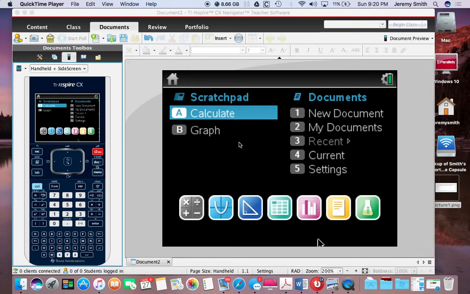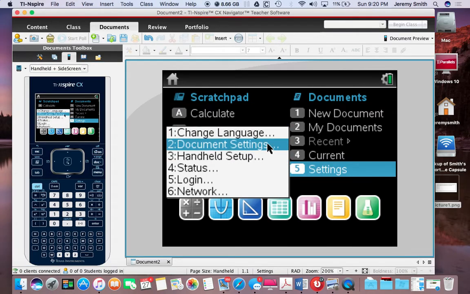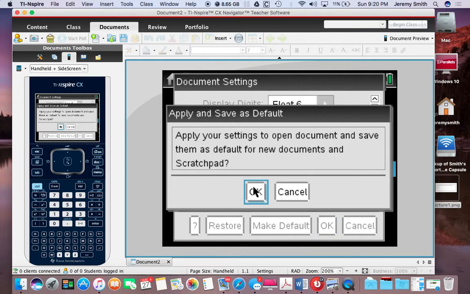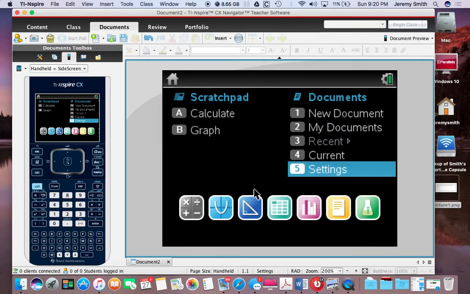So one of the first things you want to do is go to Settings, Document Settings, and change exponential format to scientific, and then change the calculation mode to approximate. Now, in order for this to take effect, we have to make this the default, and it's going to ask us, do we agree with this? So I'm going to press OK.